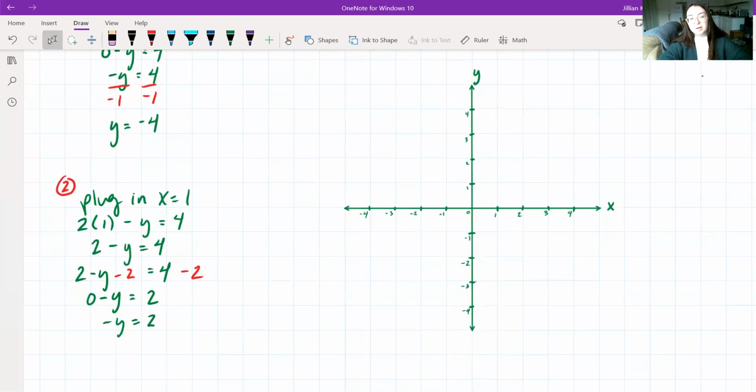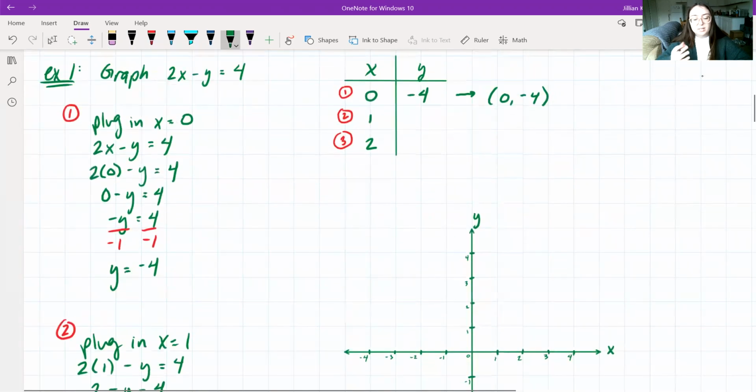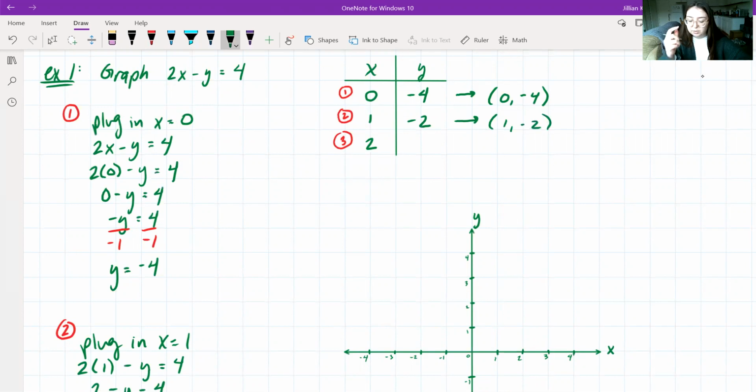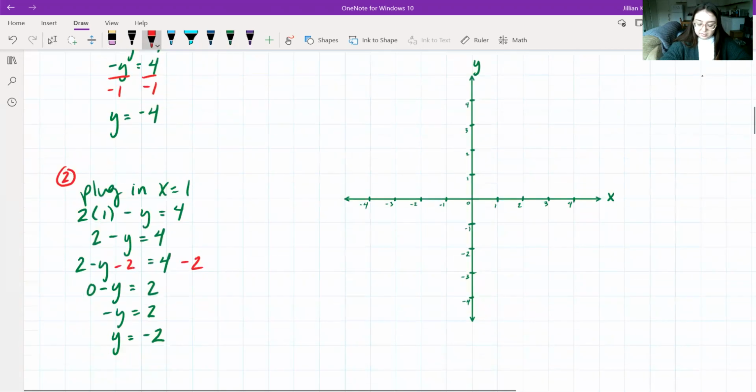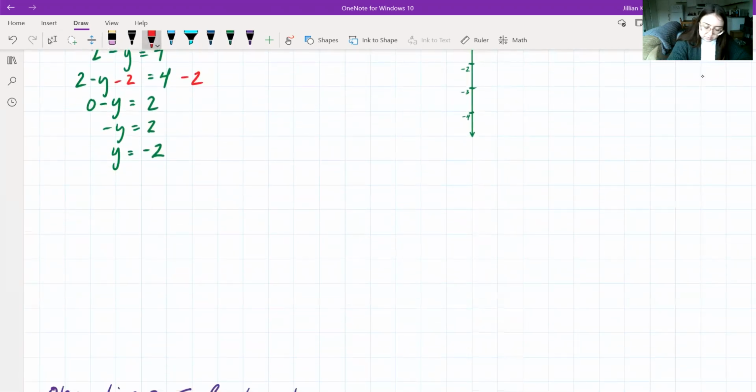And using our property, we know that a negative variable equal to some number is just the positive variable equal to the negative version of that number. So y is equal to -2. So when x equals 1, y is equal to -2. And this gives us our ordered pair of 1, comma, -2. And then lastly, our last x value here is x equals 2.